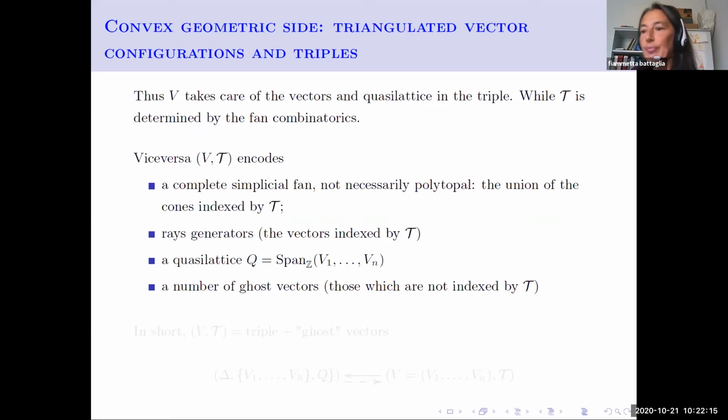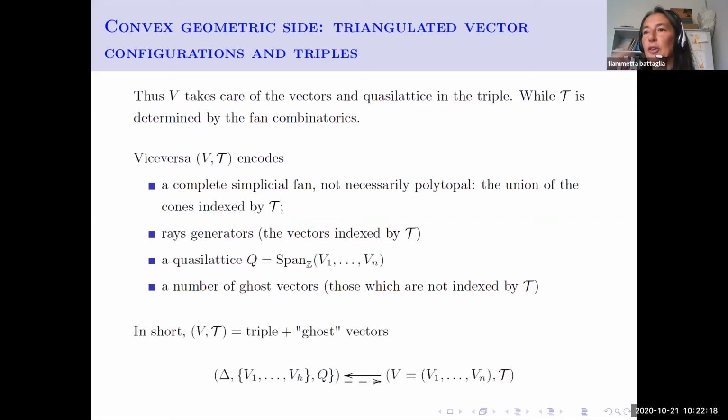So in short, just to see the relation with what we've been describing up to now: if we have a Prato's triple here, we can encode the triple in a triangulated vector configuration like this, which is essentially the triple plus some additional vectors. And the arrow is dashed here because there are many such triangulated vector configurations that encode the same triple.